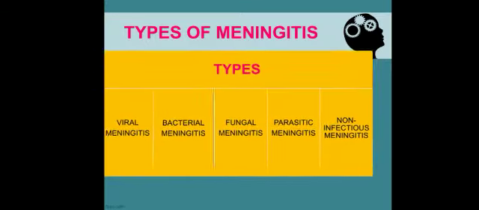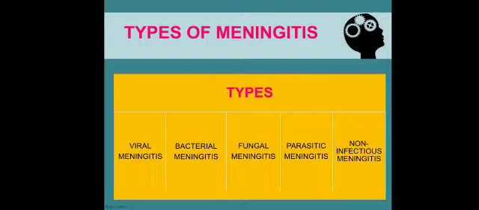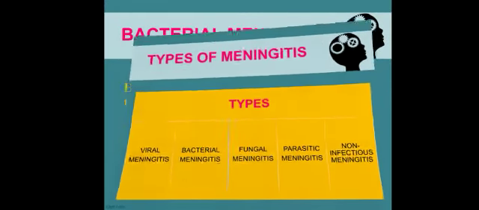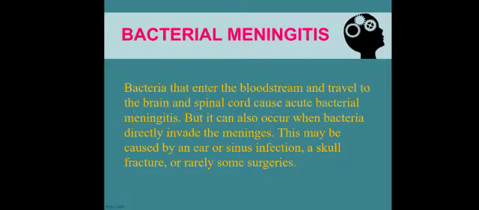Now, what are the types of meningitis? Commonly we have viral meningitis, bacterial meningitis, fungal meningitis, parasitic, and non-infectious meningitis. First, I'll be discussing bacterial meningitis. Bacteria can reach the brain and spinal cord through the bloodstream and cause acute bacterial meningitis. Secondly, bacteria can also invade the meninges directly, and this may be due to ear or sinus infections, skull fracture, or surgeries.